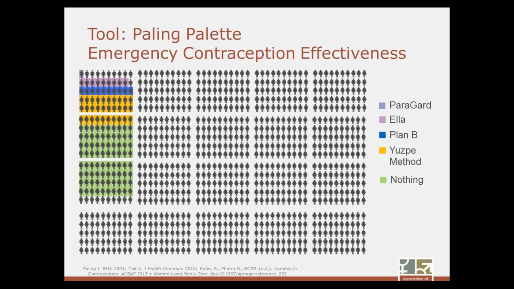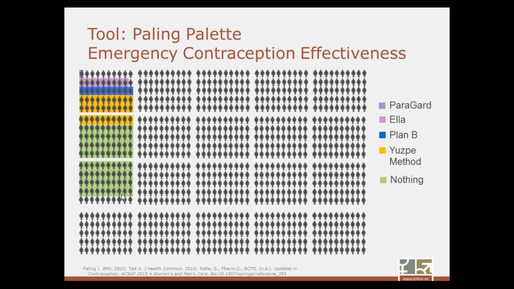Sorry, I went one too far. There we go. So this is a palette, and this is a graphical comparison that can be really helpful when you're attempting to explain complicated risk concepts. So with this figure, we can compare the absolute chance or risk of pregnancy among lots of different things. This particular slide is showing the absolute risk of chance of pregnancy among women using emergency contraception.